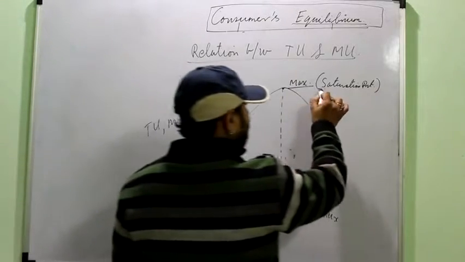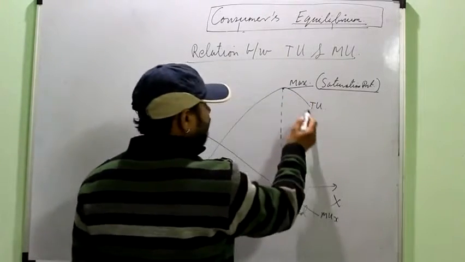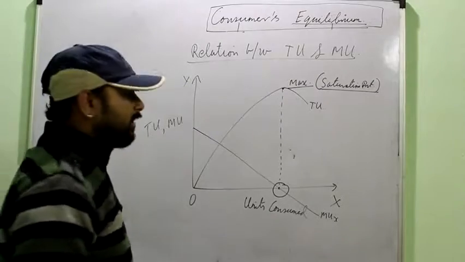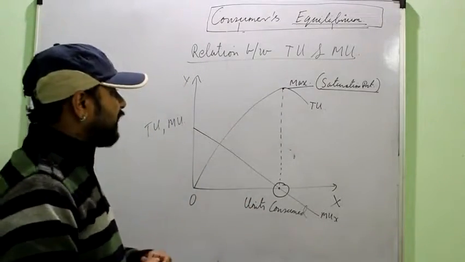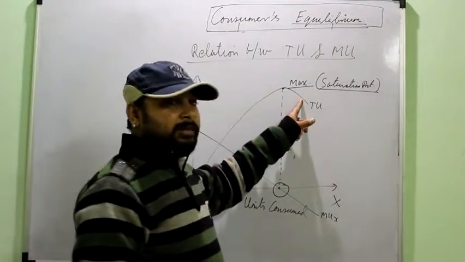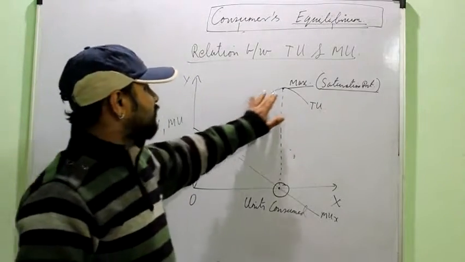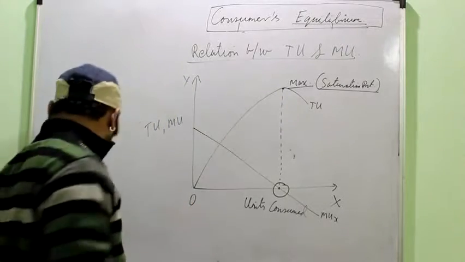Means if the consumer consumes after this point, then his total utility will start decreasing. Or you can say that the aim of the consumer equilibrium, which is to maximize the satisfaction, will not be fulfilled beyond this. If it is a rational consumer, he has to stop at this particular point.